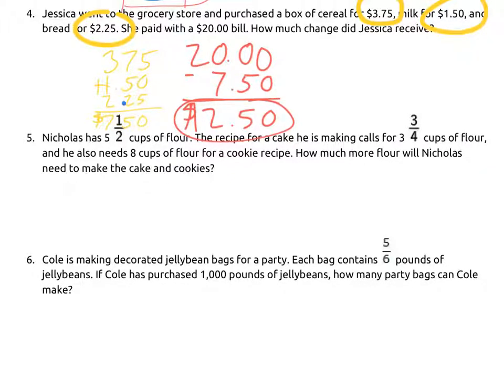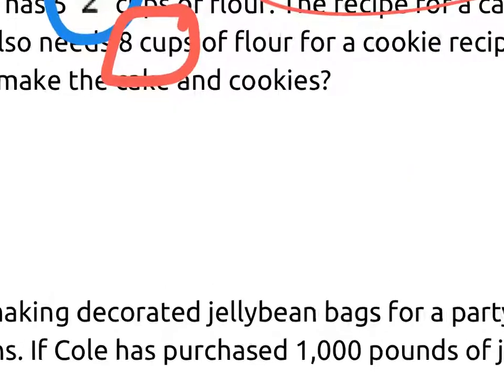This 5 1/2 is what he has. The 3 3/4 and the 8 cups are what he needs. So we're going to put these things together first, and I'm going to go ahead and cheat on this, guys. We're going to make this decimals first.